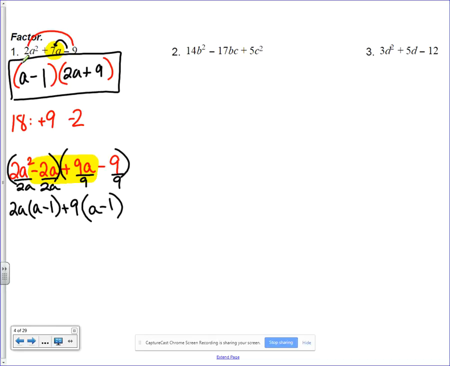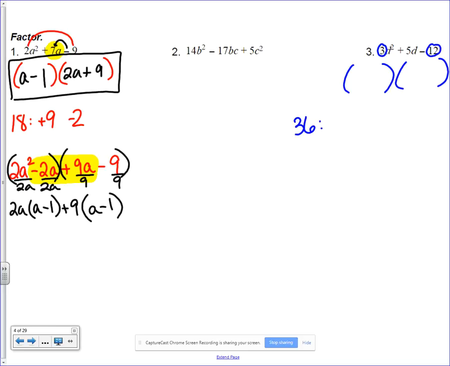Number 3. Is there a GCF? I don't see a GCF, do you? Okay, how many terms does it have? So what are you going to make? Come on, stay with me here, guys. Now, does it start with a 1? It does not. So you need to multiply the first and the last term.